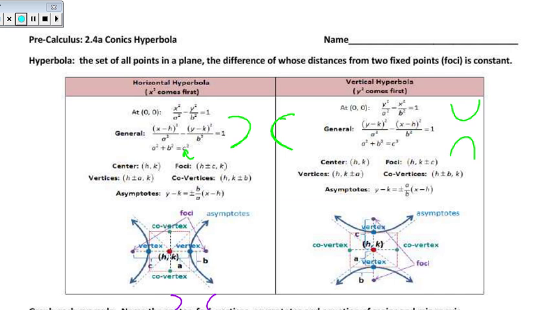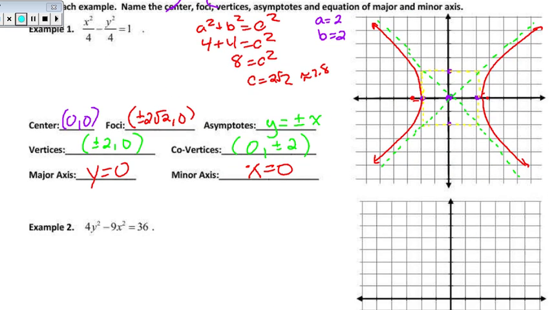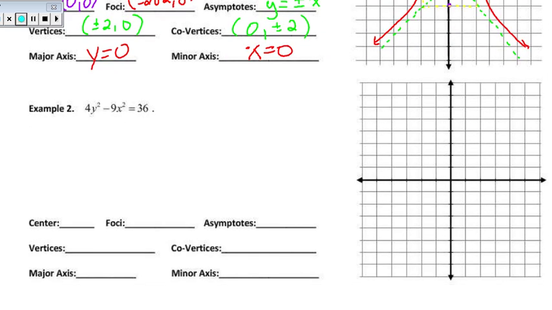Oops, sorry about that. Example 2, there we go. The hyperbola, just like the ellipse, needs to be set equal to 1. So the first thing I'm going to do is divide everything through by 36. So that's going to get me y squared over 9 minus x squared over 4 is equal to 1. I can see this is a y squared lead hyperbola, so it is going to be going up and down.